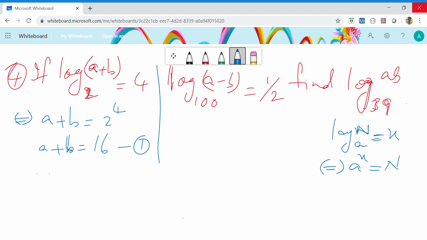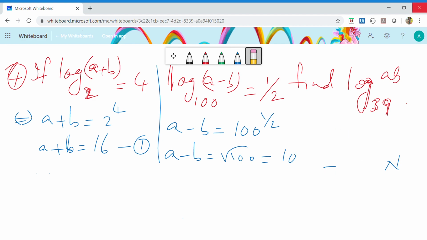And secondly, you will get here log of a minus b to the base 100 is equal to 1 by 2. So a minus b is equal to 100 to the power of 1 by 2. The power of 1 by 2 means root. So a minus b is equal to root 100, that is nothing but 10. So two equations you got. From those two equations we will solve.